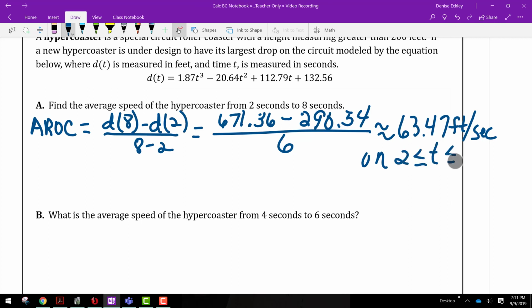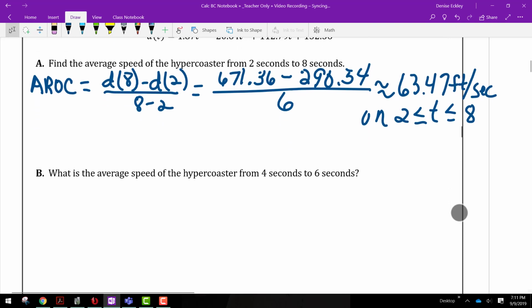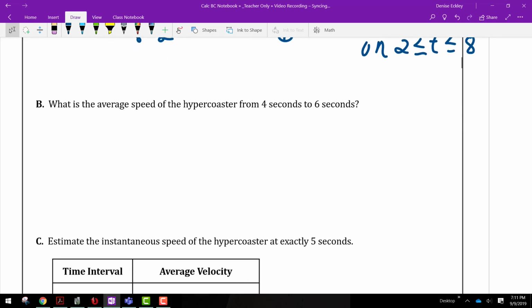And remember, I talked about this in the other video, because our average rate of change is going to be different depending on the time interval. You want to make sure that you're specifying the interval of time. Okay, so then part B says, let's do this again, but from 4 to 6 seconds. And you're going to see that we get different values.